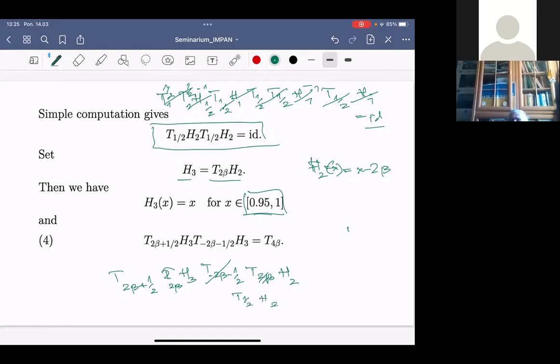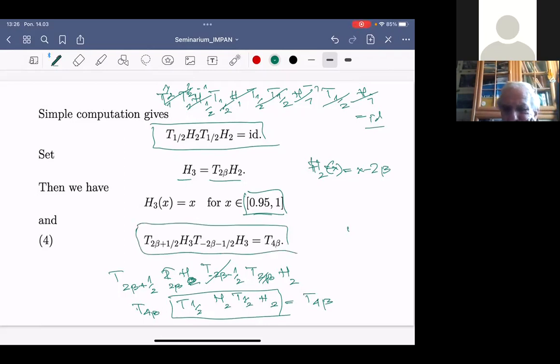Here we have H2. Here we have again H2. This will be H2, and here we have T4 beta T1/2. But we see that from the previous identity, this was equal to identity. Therefore, we obtained that this is T4 beta. So we have a nice formula. For a while we were thinking that we are done at this moment, but we were wrong. Okay, so this is the formula, which is pretty nice.